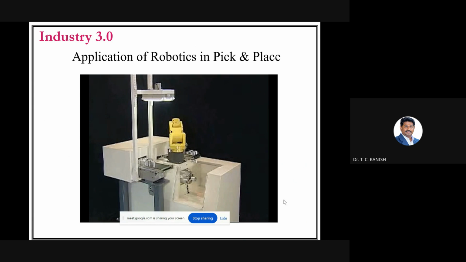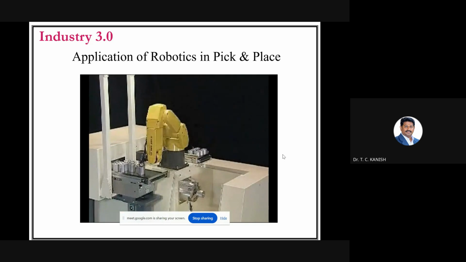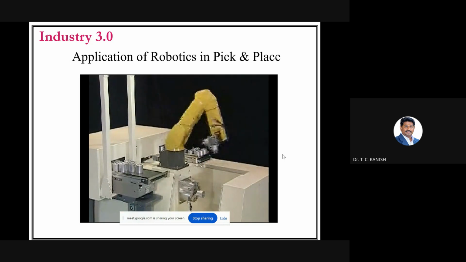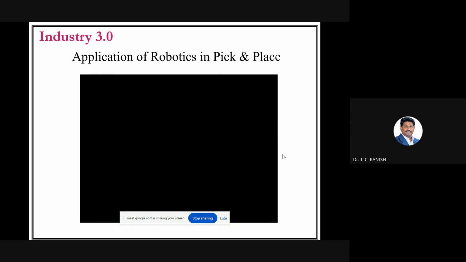Pick and place operations, where we are using robots: picking a component and placing it. So this is the pick and place. You can see how it is picking and how it is placing. This is a pick and place operation.